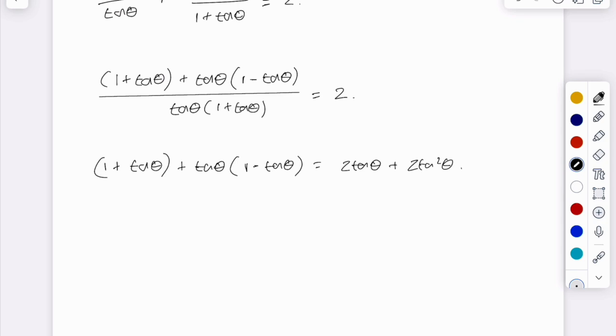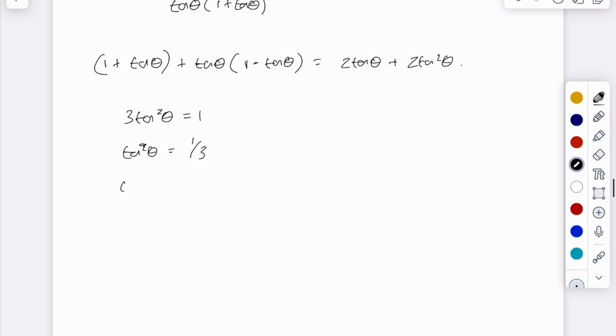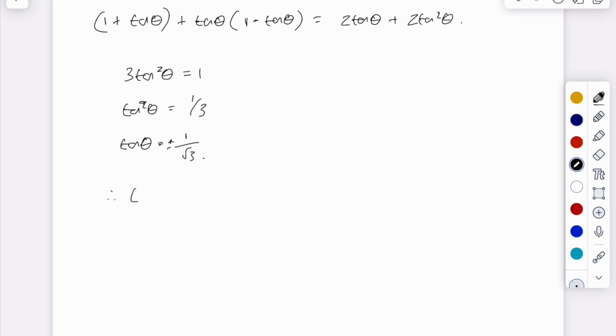Right, and if we simplify this entire thing, what we then get is 3 tan squared theta is equal to 1, right? Which means that tan squared theta is equal to 1/3, which means that tan theta is equal to 1 over root 3, plus minus, right? So therefore, tan theta is equal to 1 over root 3 or negative 1 over root 3, right?